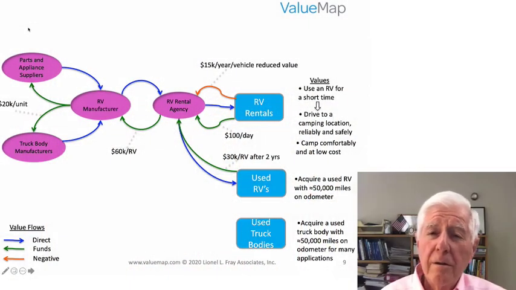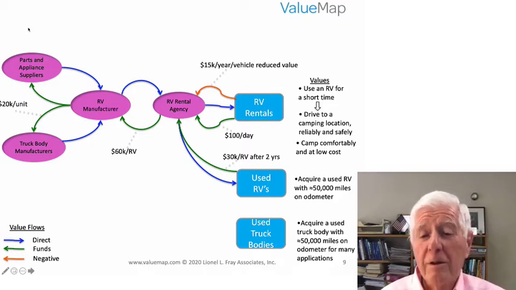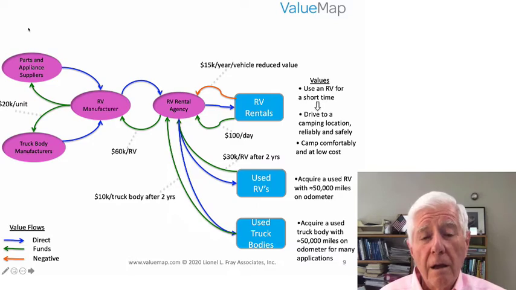So now comes the question that leads to the real aha. What if you can separate the two, the truck body and the living quarters, and sell the truck body alone, and then install the living quarters again on a new truck body? Well, then you could really be selling into another market, the used truck body market, and there is such a market. And the people who buy there, they want to acquire a used truck body with about 50,000 miles on it and use it for many applications. If you did that, you could probably get about 50% of the action, so I'd say $10,000 after a 2-year-old vehicle with 50,000 miles on it.